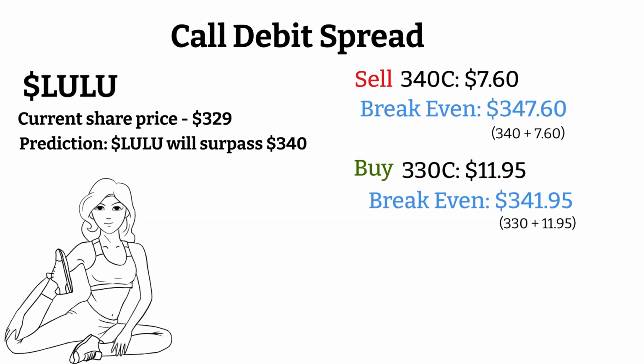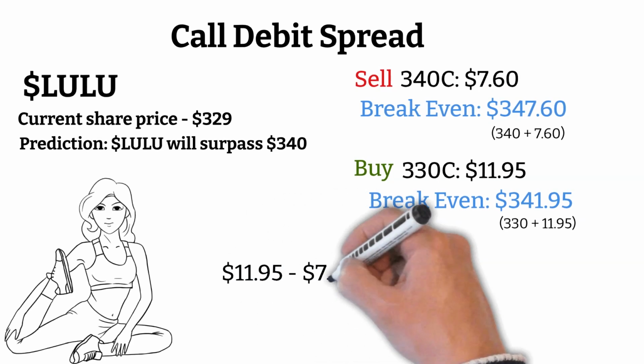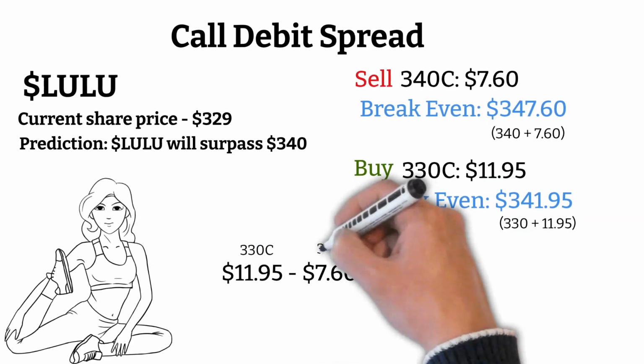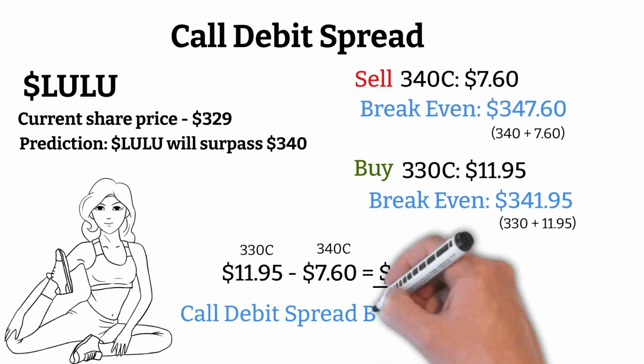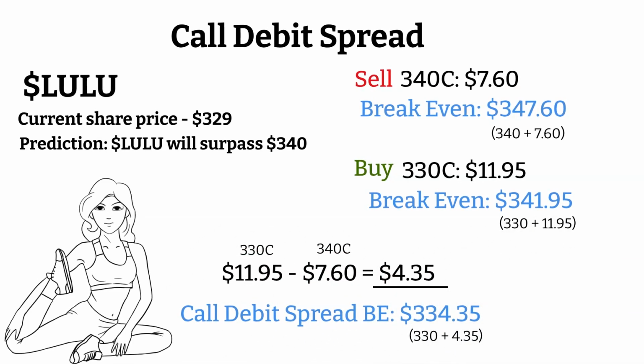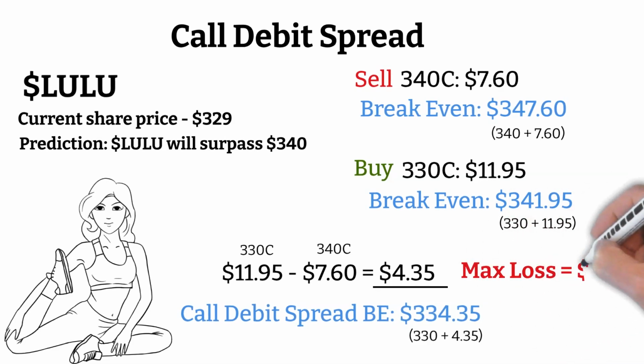So you would buy the 330 call for $1,195 and you would sell the 340 call for $760. This spread would cost you a debit of $4.35. That means your break-even price for the trade is now $334.35, which makes the likelihood of this trade being profitable for you much higher. The most you stand to lose on this trade is the $435 that you paid for the spread.